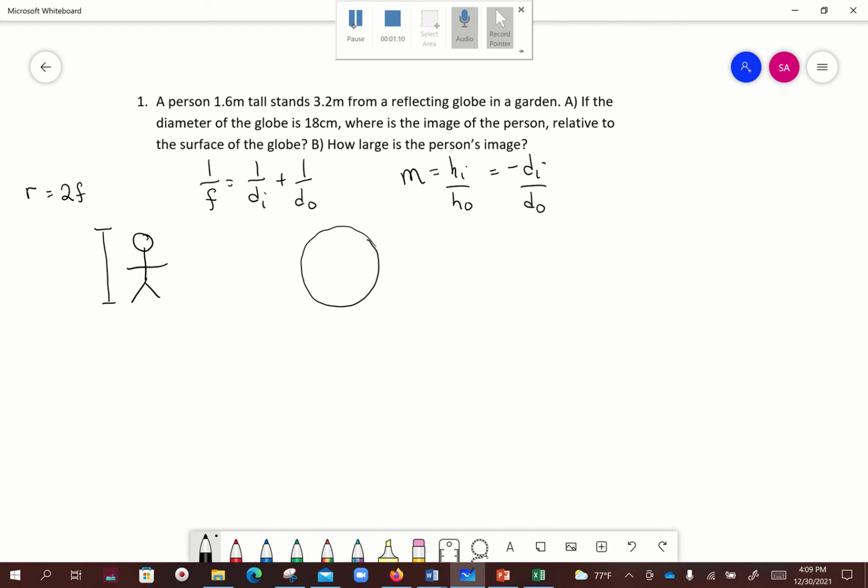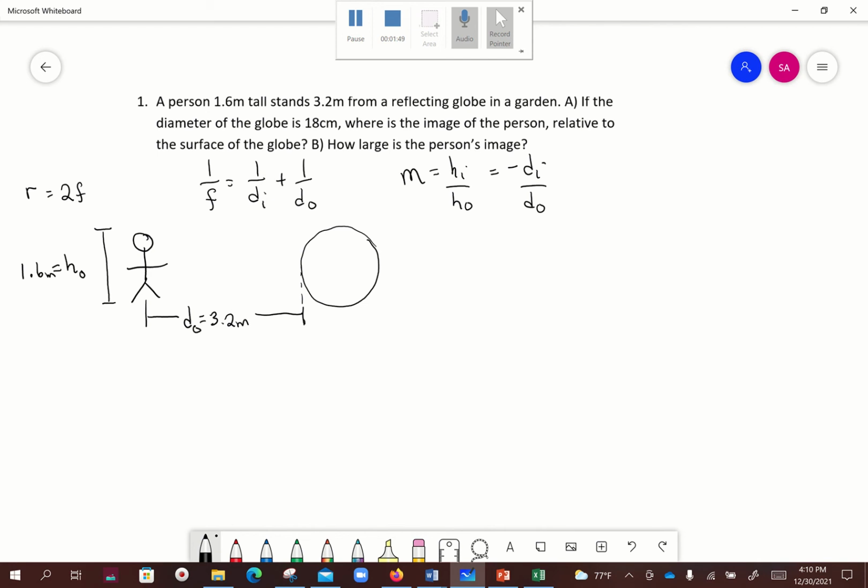So let's draw. So the person has a height of 1.6 meters. So that's the height of the object. So we know HI. And they're standing 3.2 meters from the mirror, the globe. So they're the object. So the DO is 3.2 meters. And we're told the diameter of the globe is 18 centimeters, and we want to find where is the image of the person relative to the surface of the globe.